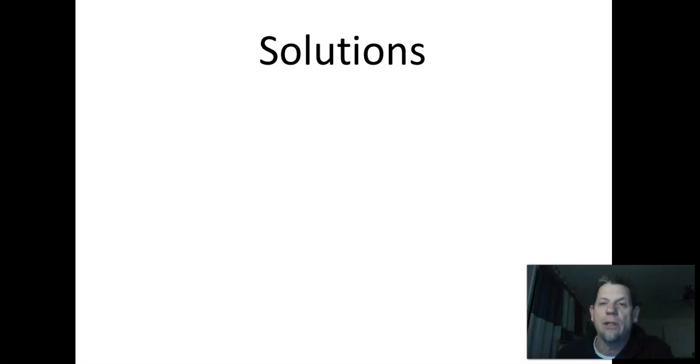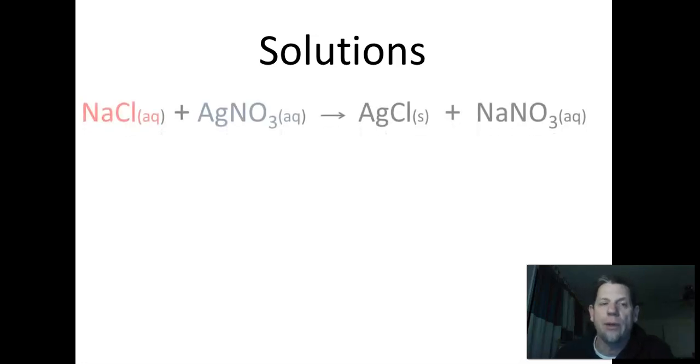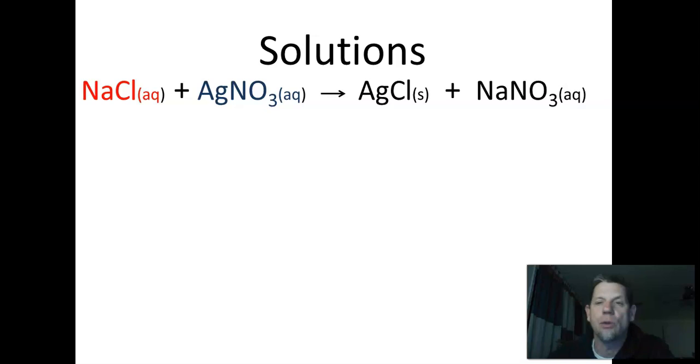First thing we're going to need is a balanced equation. So I'll help you with that. The balanced equation is that sodium chloride, which is salt, is being reacted with silver nitrate. Those are two aqueous solutions. It's going to form a solid called silver chloride. And then there's other stuff that's still dissolved in the water. That's the sodium nitrate. All right, so this is already balanced. Everything's a 1-to-1 ratio.